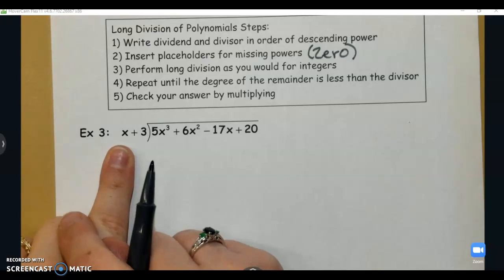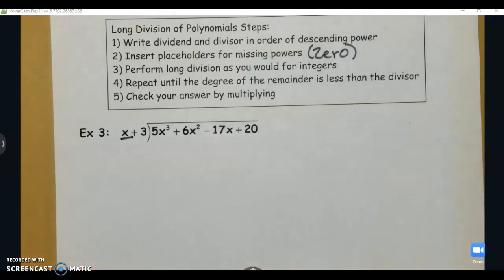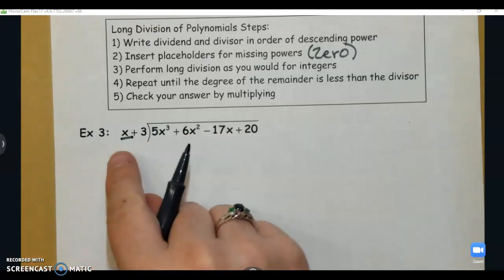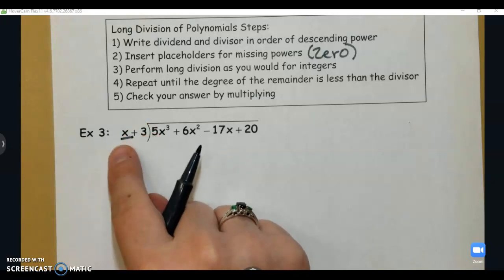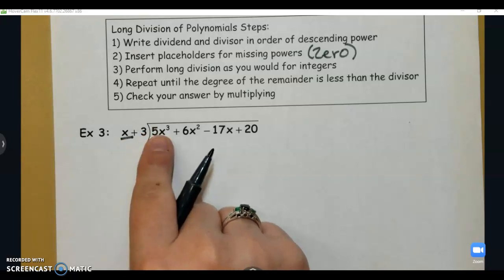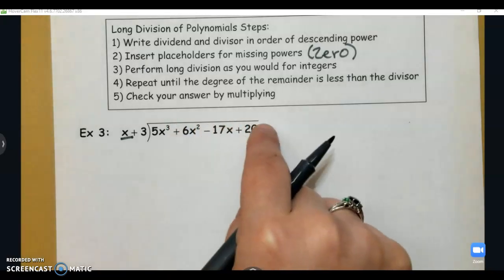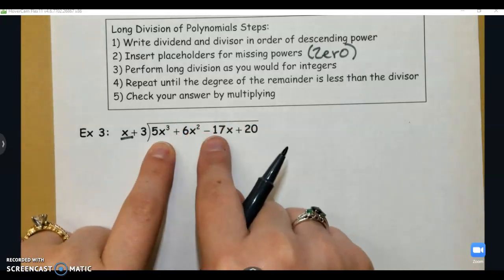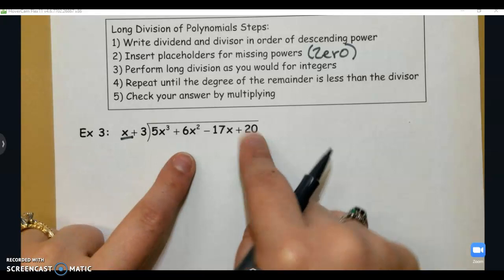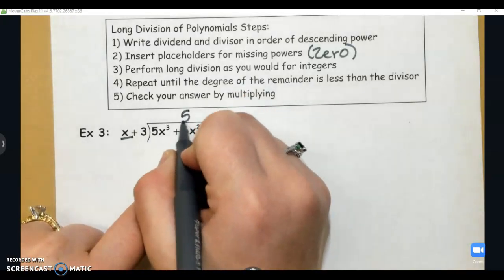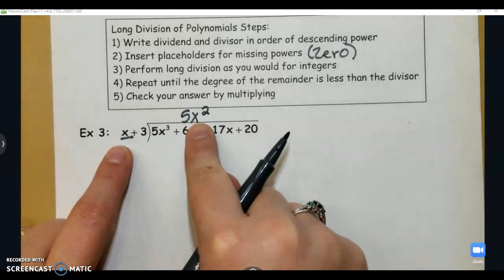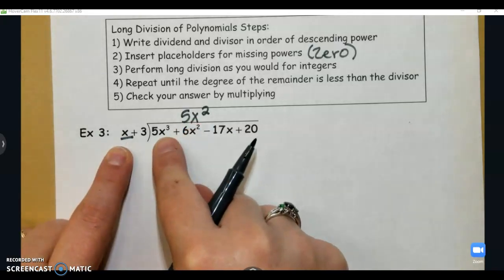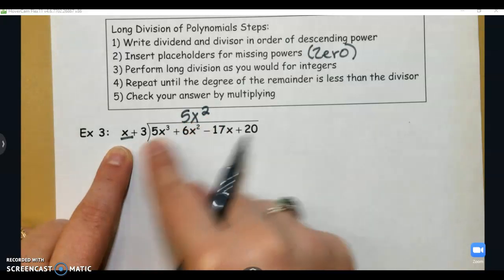So what we're always going to be looking at first is the x term in our divisor. So x and 5x cubed. What do I have to multiply x by to get 5x cubed? Well, that would be 5x squared. And what I'm going to be doing is as I'm dividing, I'm going to be putting them in the same power above. So because it's 5x squared, I'm going to write that above the 6x squared. So 5x squared times x is what I need to get 5x cubed. So same as regular long division.